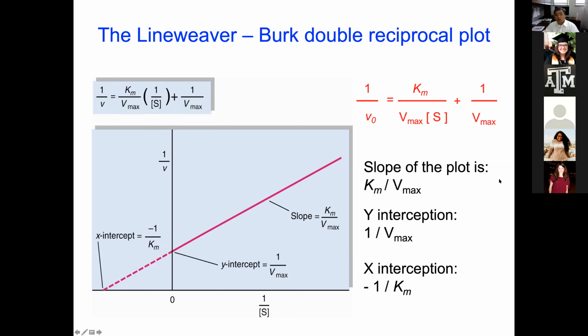Because the slope of this plot equals Km over Vmax, and this line intersects the y-axis at the inverse of Vmax, and it intersects the x-axis at the negative inverse of Km, we can do a set of experiments, collect some data, and make this kind of plot. Then we can figure out the Vmax and the Km of the enzyme catalytic reaction. Are there any questions about the double reciprocal plot? Any questions?